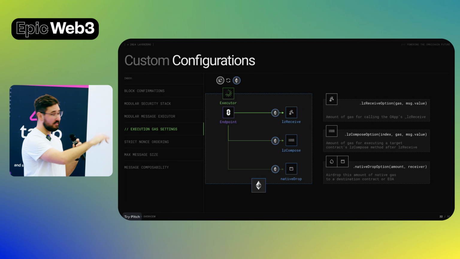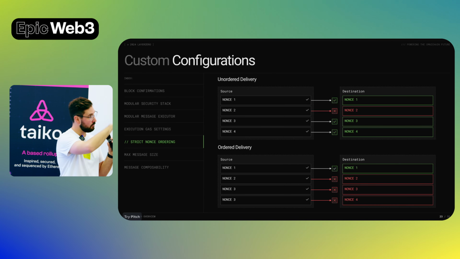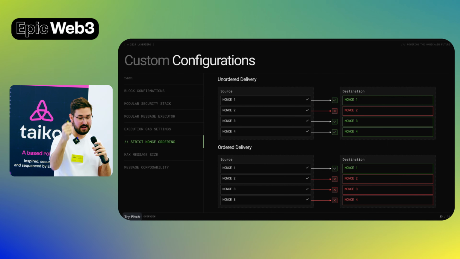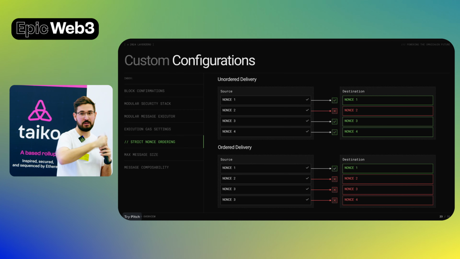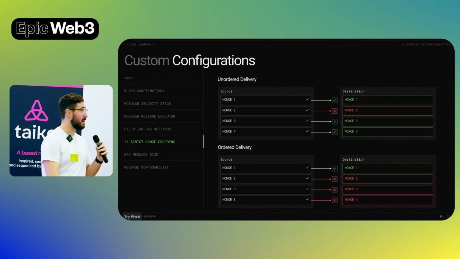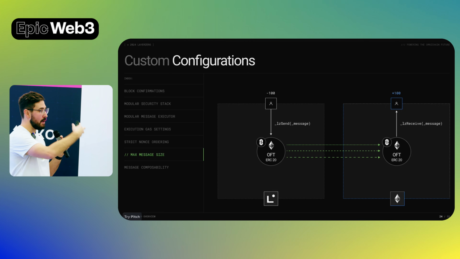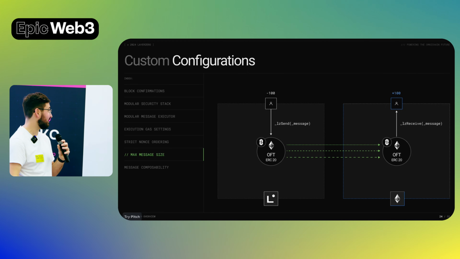I won't go over this too much, it's more developer focused, but you can also control the order of message delivery. So it's unordered by default. If you want to have it ordered to, let's say, ensure that every single message has to be delivered in the exact order it was placed in, you can enable that too from the application settings. You can control the max message size to ensure that you have valid data types and there's no weird wonkiness in how that message is being delivered per your smart contracts.